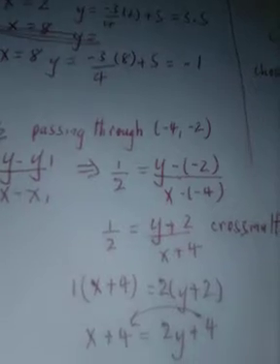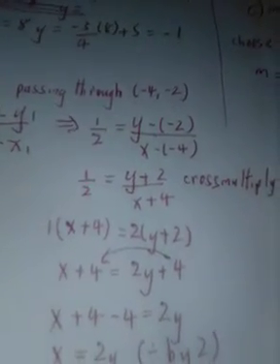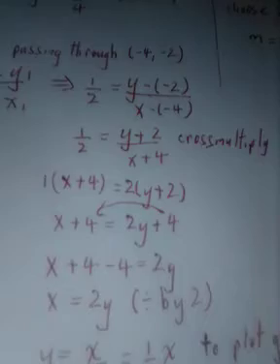X minus minus 4. Negative times negative is a positive. See that? So 1/2 is equal to y plus 2 over x plus 4. We cross multiply. So I get 1 times x plus 4 is equal to 2 times y plus 2. X plus 4 is equal to 2y plus 4. I'm going to bring the 4 over. I get x plus 4 minus 4 is equal to 2y. X is equal to 2y.